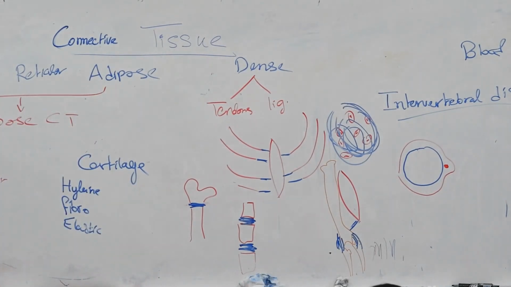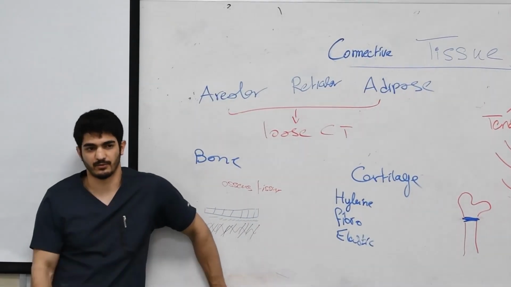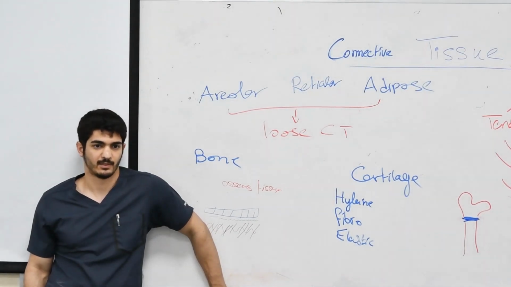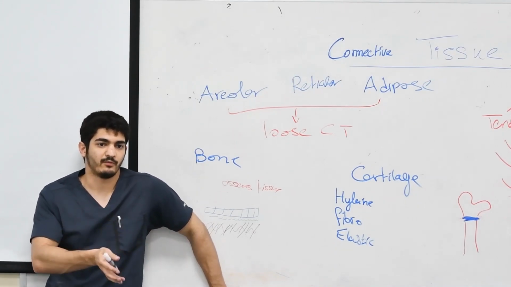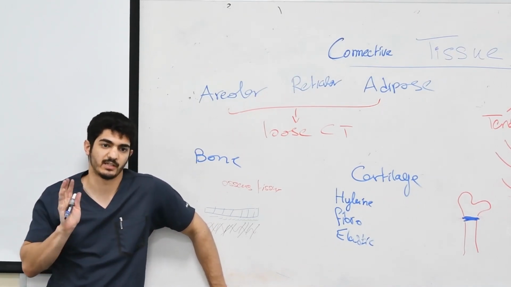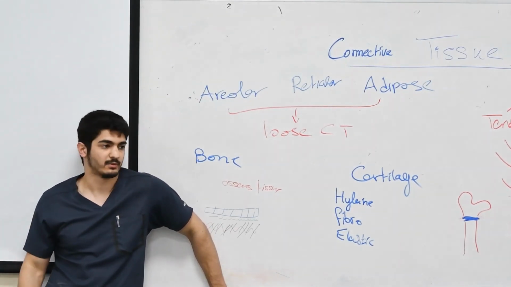So this is connective tissue. There is also blood. Why do we consider blood as connective tissue? Did anyone answer? Yes, we have cells, which are white blood cells and red blood cells. We have an extracellular matrix, which is the plasma. You see? But it's a fluid connective tissue.